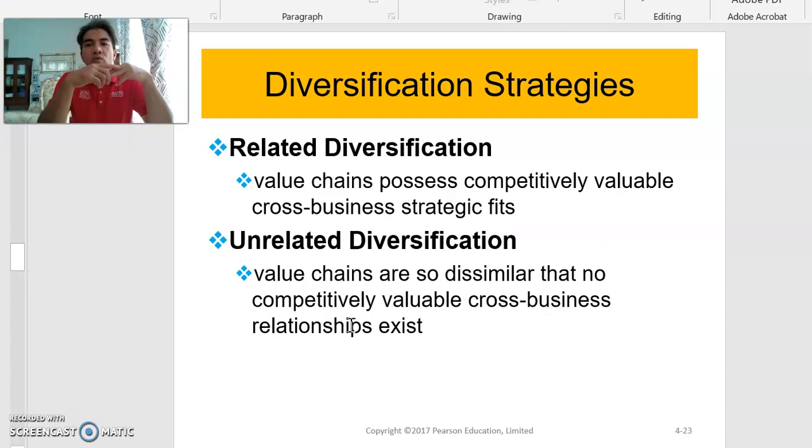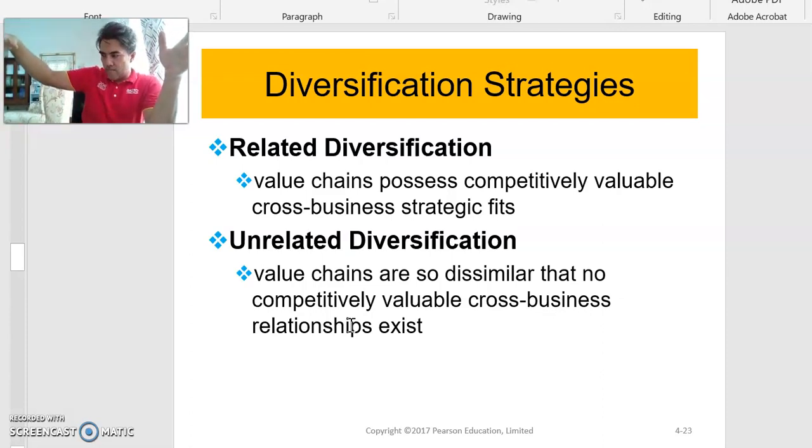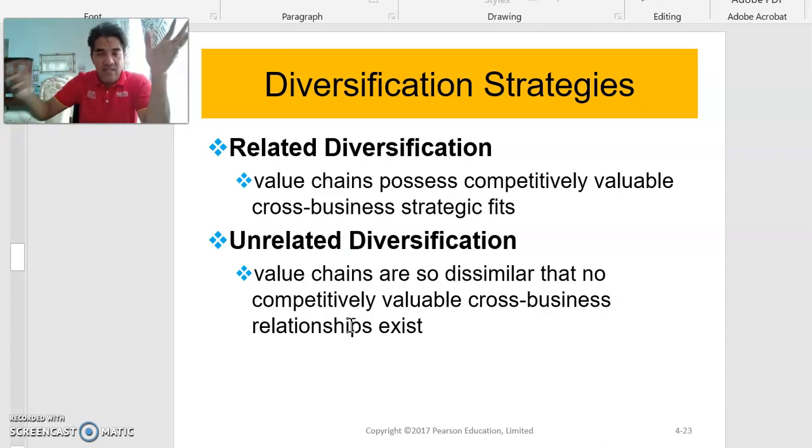Unrelated diversification: the value chains are so dissimilar that in order for you to produce this particular new product, it requires a whole new set of equipment, a whole new set of raw materials, a whole new factory design. For example, from an auto service type of business, you move into a hotel, or you move into a travel agency. That is the kind of unrelated diversification.